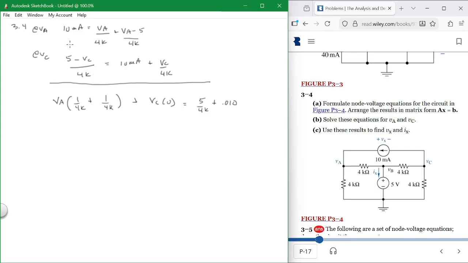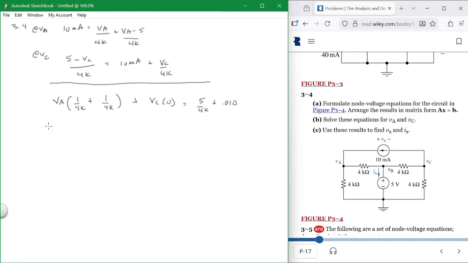Everybody understand that? So I got my 10 milliamps over here. I shift this over there because it's a constant. And there's no VC in this equation, so you say VC times 0. So I've got my VA times this, and then I've got my VC times 0, and I got this on the right-hand side. Now that's my first equation. What's my second equation?